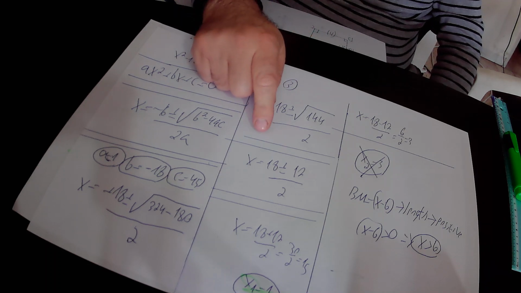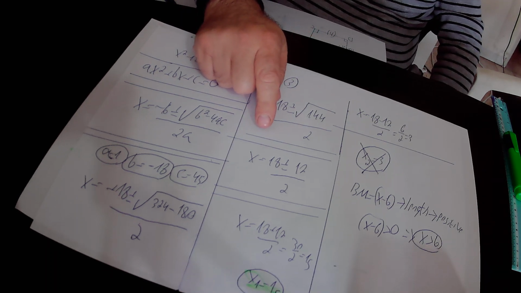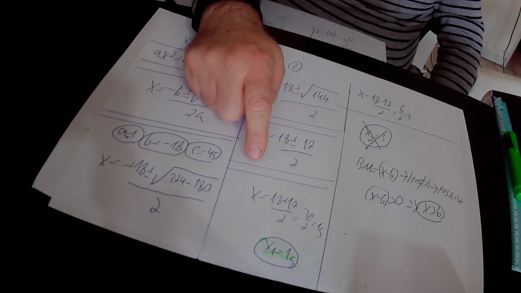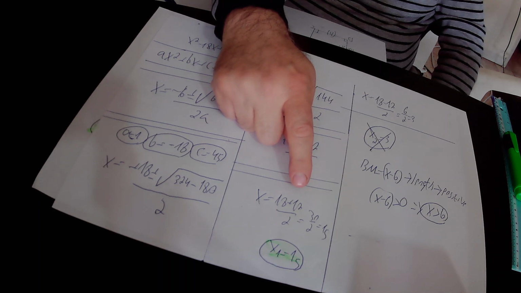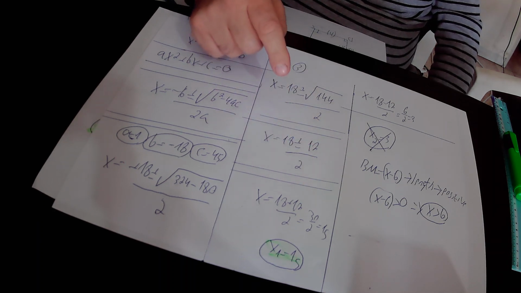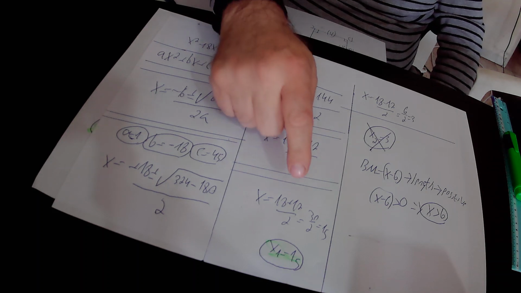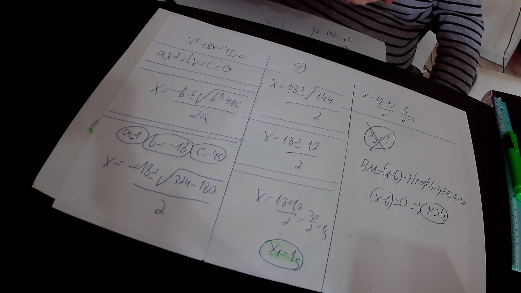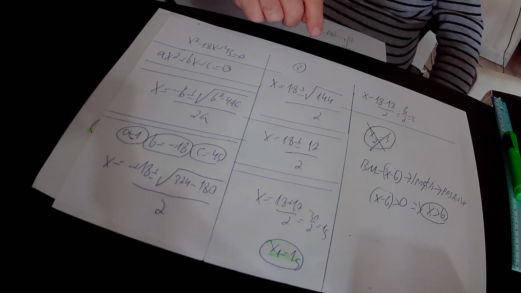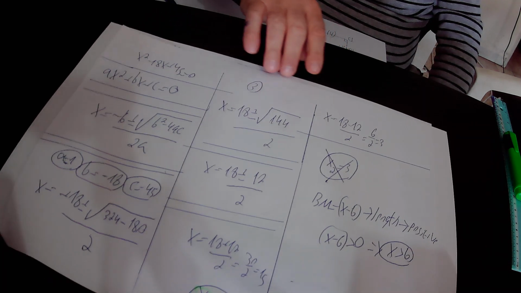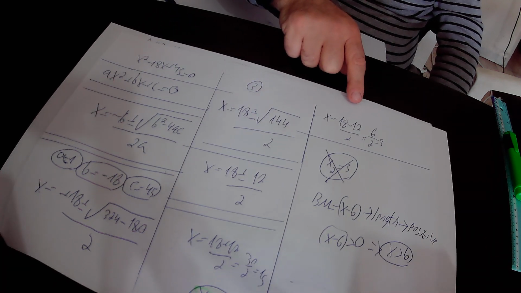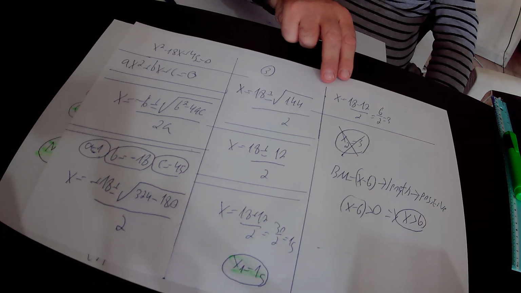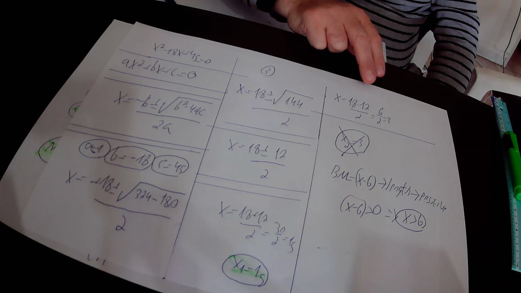So here we have two possible solutions for x. The first solution is x equals 18 plus 12 over 2. 18 plus 12 is 30, and 30 over 2 is 15. So according to the first solution, x equals 15 units in length, the radius of the quarter circle. And the second solution is x equals 18 minus 12 over 2. 18 minus 12 is 6, and 6 over 2 is 3. So according to the second solution, x equals 3 units in length.